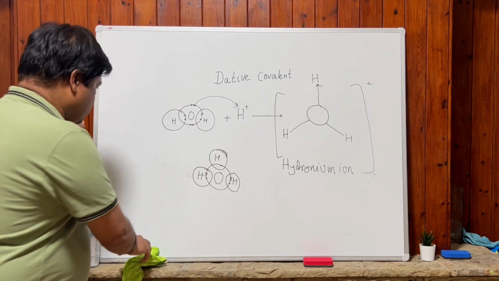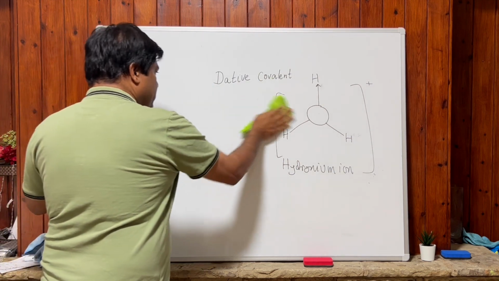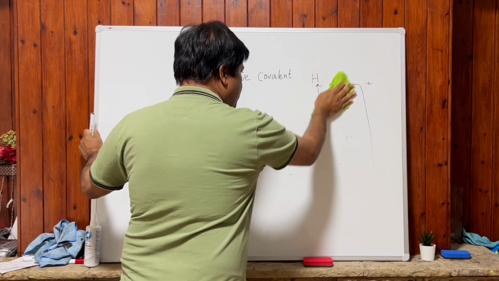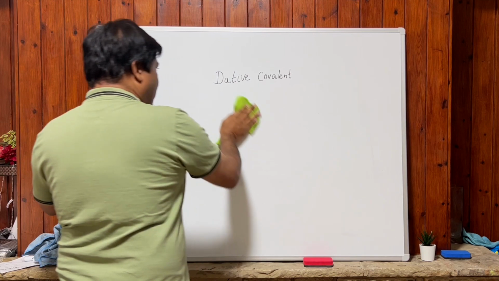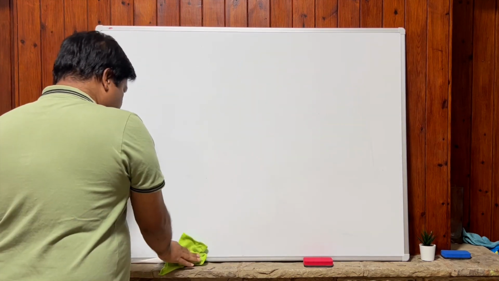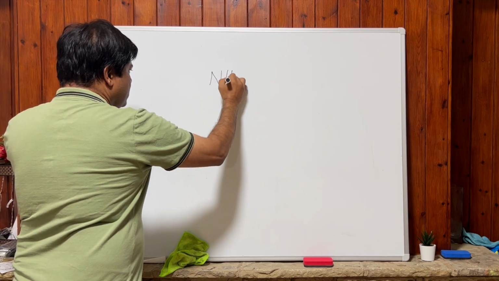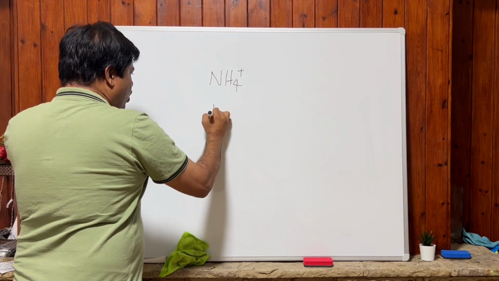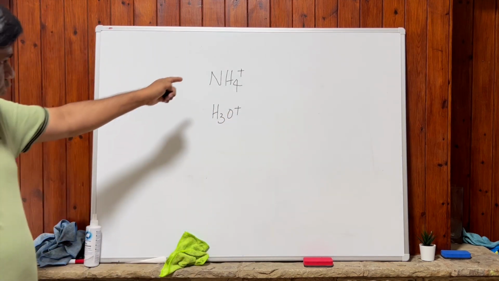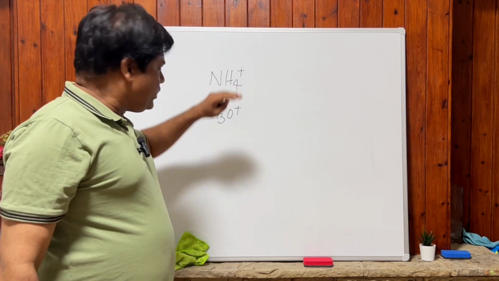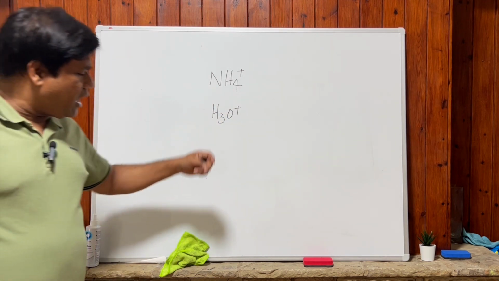Okay, guys, can we do one question? I will give you one example. You have to predict the bonding present in that compound. See, mostly dative covalent compounds form ionic bonding. Quite surprising, yes, because they form ions: hydronium ion, ammonium ion. And they also participate in making ionic bonds.